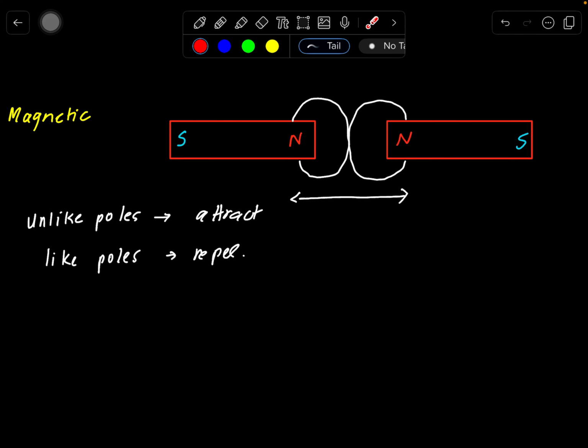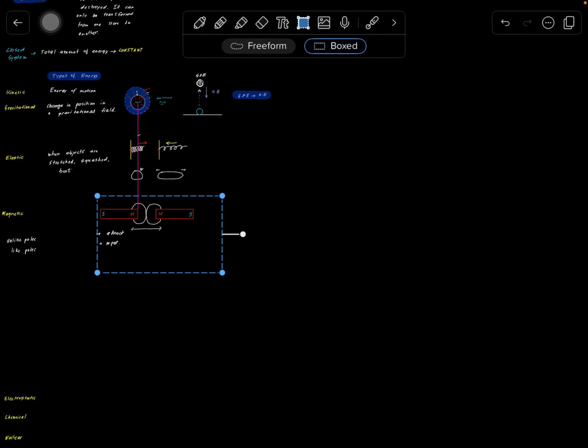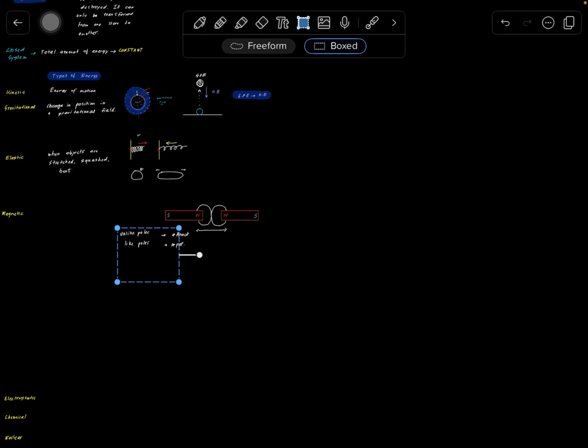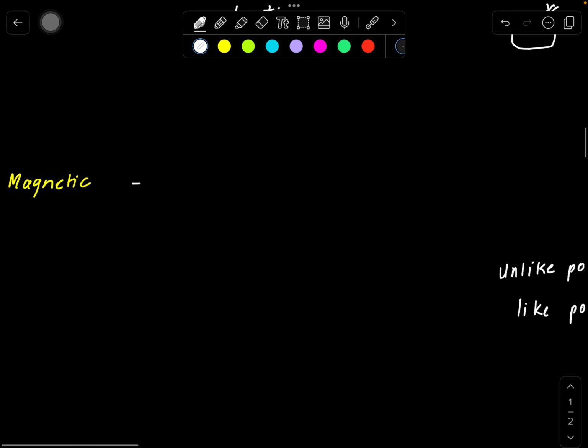So magnetic energy is stored in magnetic materials that are interacting with one another. It's just the ability for magnets to either attract or repel one another. So magnetic energy is the energy stored in magnets.